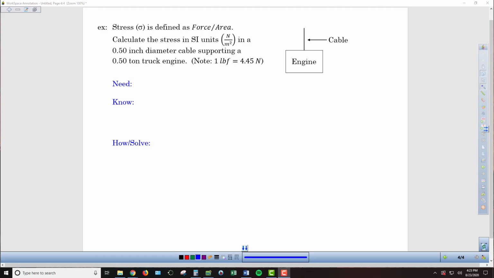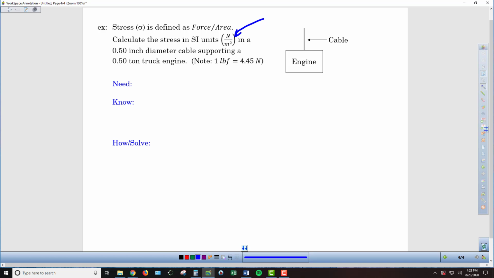Our last example has us solving for a quantity with which we may not be familiar. It's called stress. We'll study this in much greater detail in a later chapter in the course. But we're told that stress in SI units is newtons per meter squared. So it's a force per unit of area.